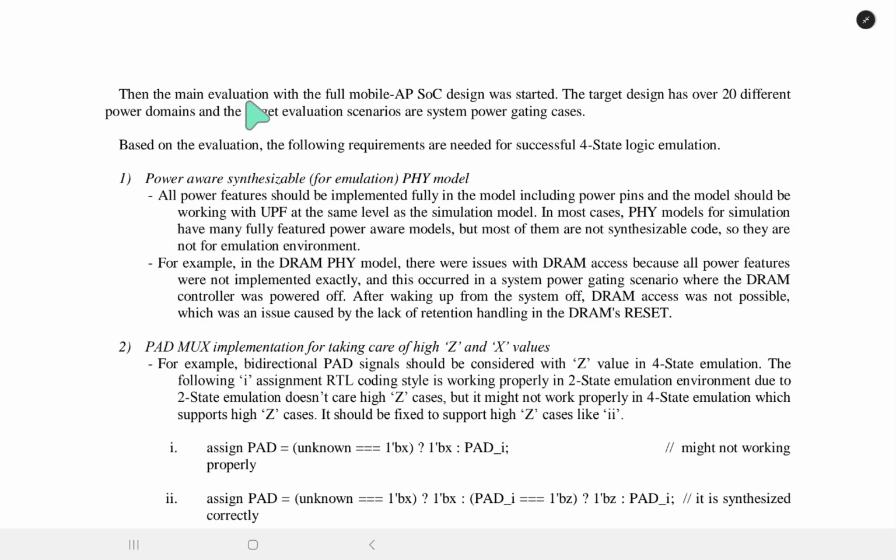The main evaluation with the full mobile AP SoC design was started. The target design has over 20 different power domains, and the target evaluation scenarios are system power gating cases. Based on the evaluation, the following requirements are needed for successful four-state logic emulation.